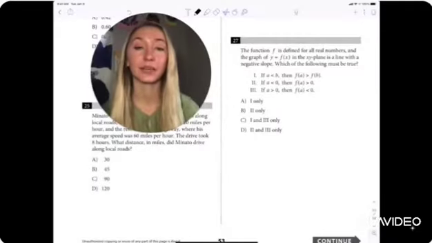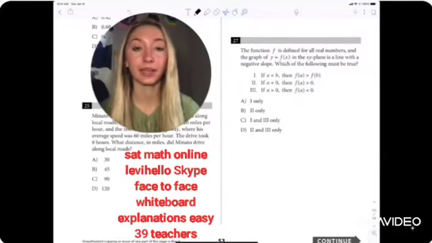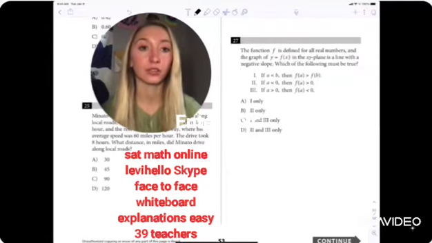Now we're looking at question number 27, which says that the function f is defined for all real numbers and the graph y equals f of x in the xy plane has a negative slope. So which of the following must be true?